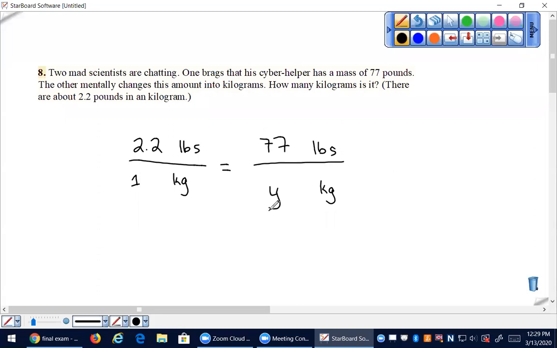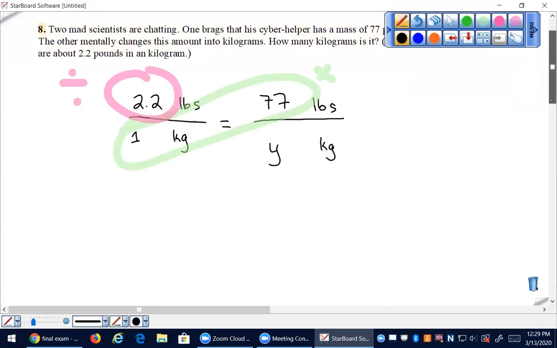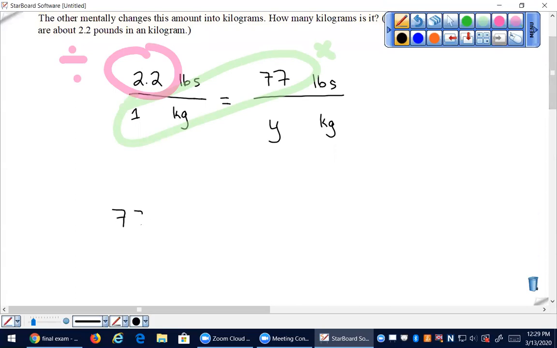Since I did the cross multiplying last time, now I'll take the opportunity to do the shortcut. So you multiply the 2 that have a diagonal, and then divide by the odd one out that's opposite your letter. Remember that shortcut? So 77 times 1 divided by 2.2. Oh, it is equal.